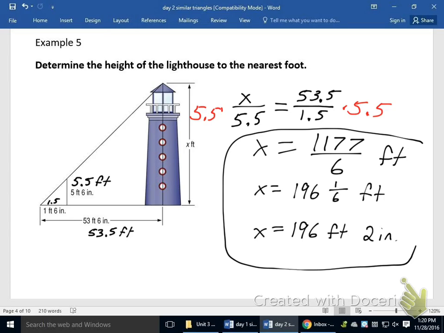I like any of these three answers, honestly. I don't really have a preference, but you need to be able to comprehend all three of them for the case of a multiple choice test or something like that.